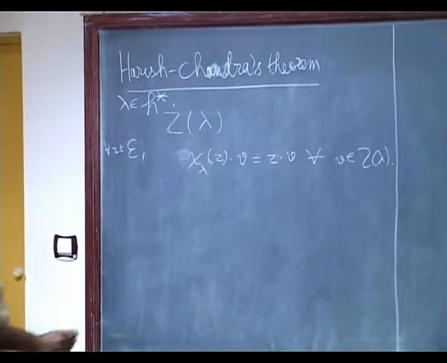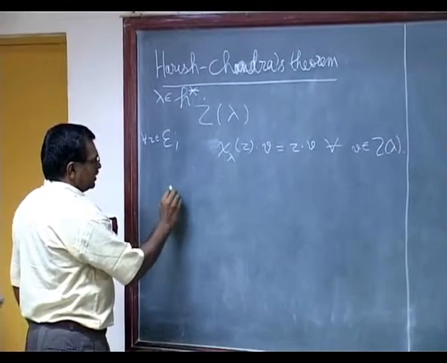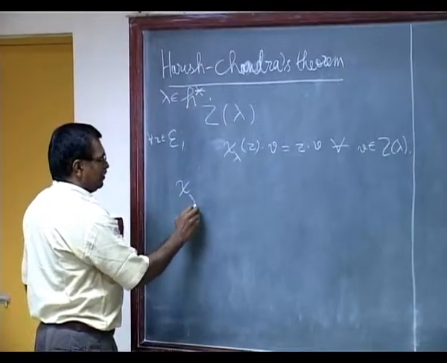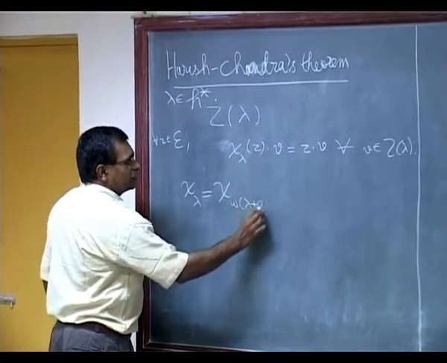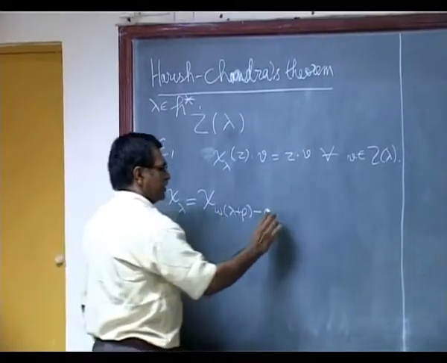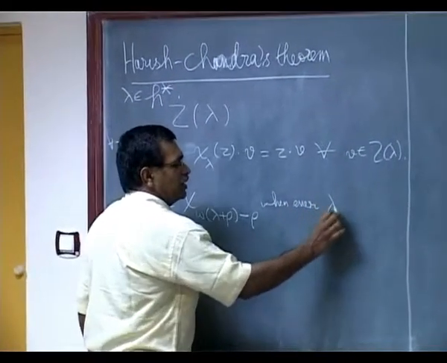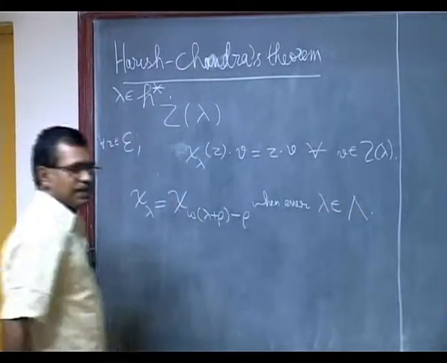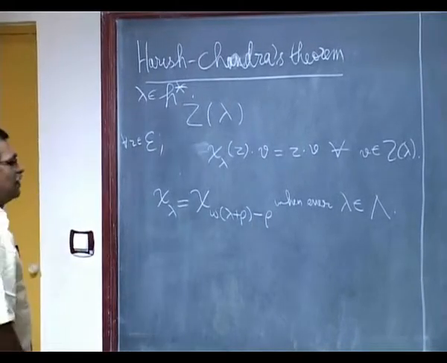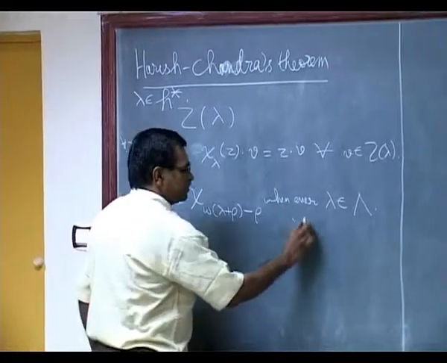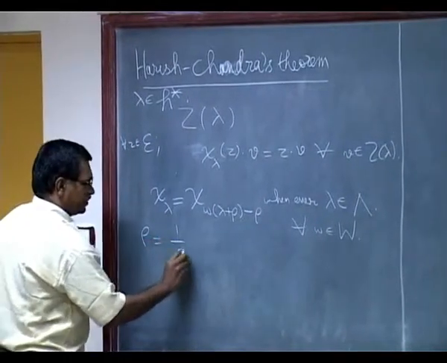And we showed that chi lambda is equal to chi w of lambda plus rho minus rho whenever lambda is an integral weight, and for every w in the Weyl group, where rho is the half sum of positive roots.